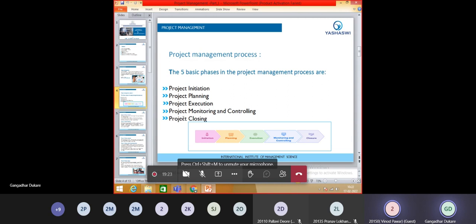After that, our last step is project closing. Just go with any one of the examples and start your explanation with the project starting phase, planning phase, execution phase, project monitoring and controlling, and project closing, because it will be easy to understand the project management processes if you go through an example.